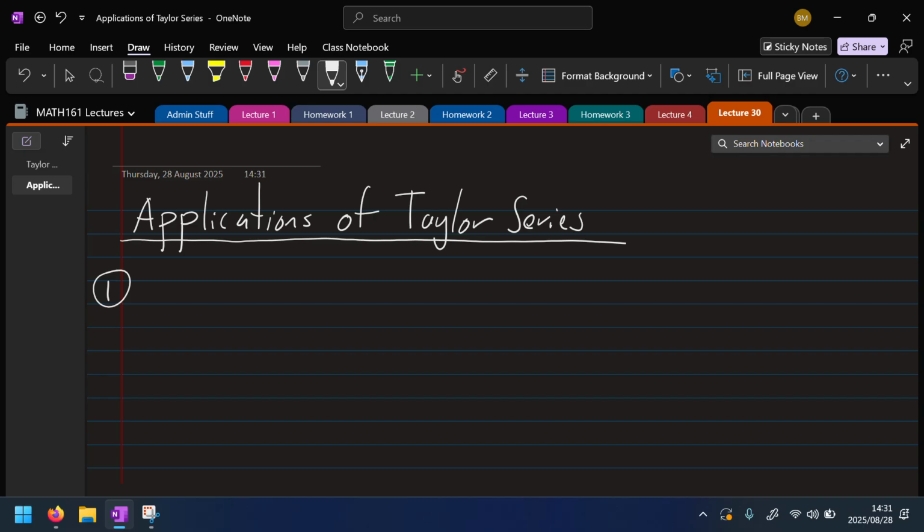Okay, so we'll look at number 1 today for limits evaluation. That will be on the quiz for next week. And then the second one on differential equations, we will cover that next week.